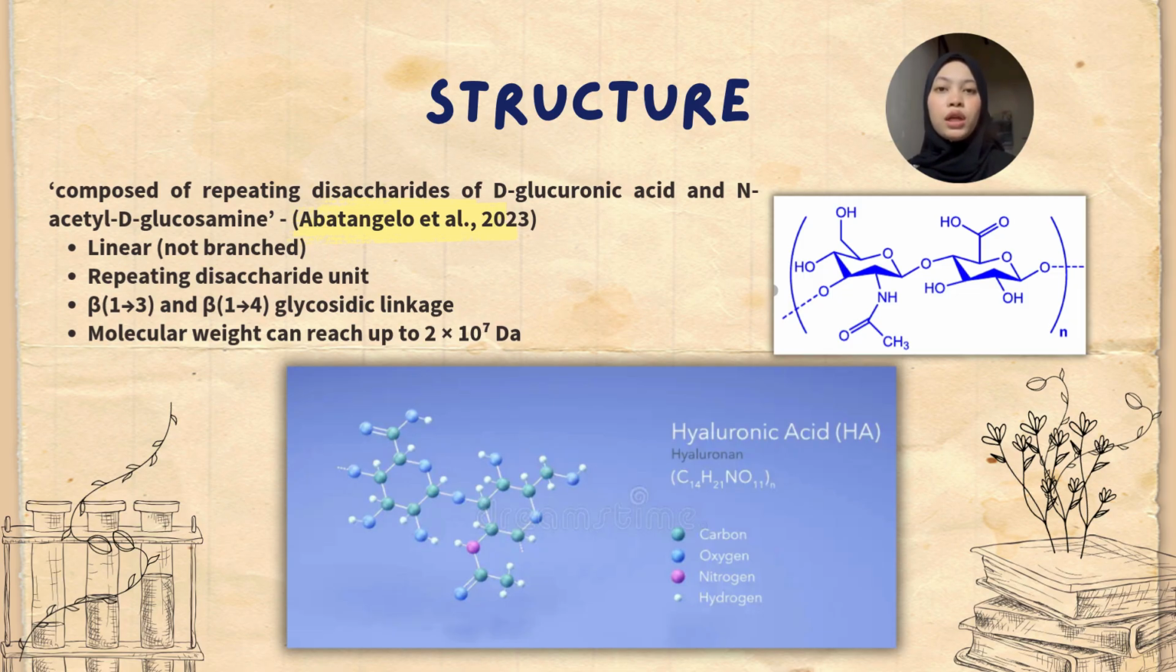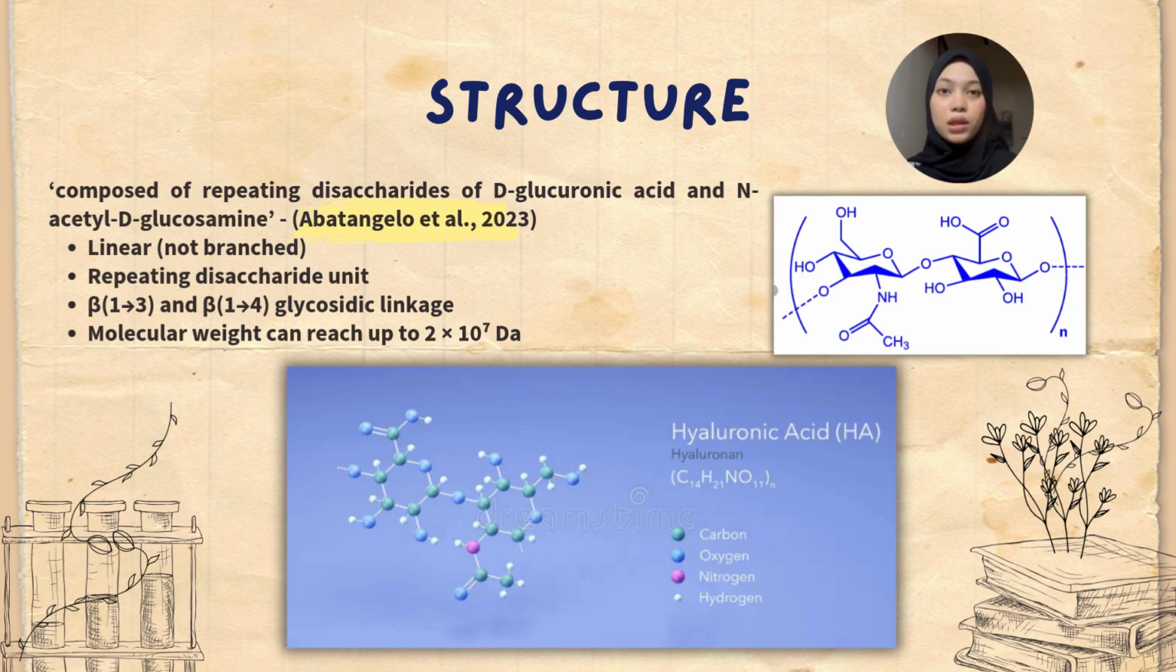Structurally, hyaluronic acid is a long, linear, and unbranched polysaccharide made up of repeating disaccharide units. Each repeating unit consists of two monosaccharides, D-glucuronic acid and N-acetyl-D-glucosamine, connected through glycosidic bonds.